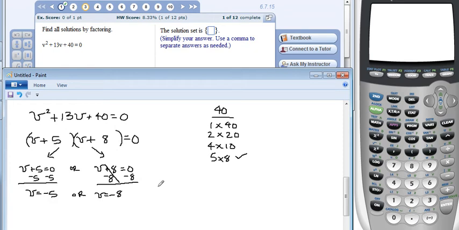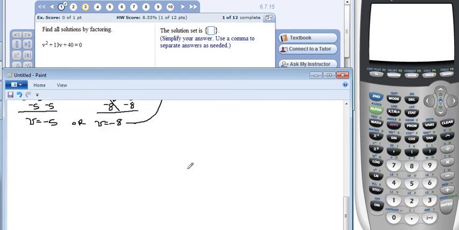Okay, so let's do a couple things here. First of all, let's check to see if this is correct by plugging these back into the original equation to see if they equal 0. That's our first step. I'm going to start with my negative 5. So I have negative 5 squared plus 13 times negative 5 plus 40, and that's supposed to equal 0.